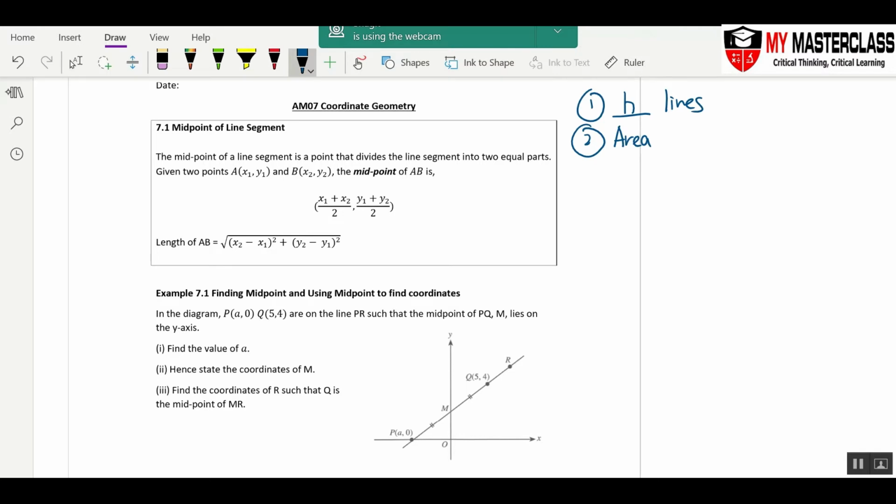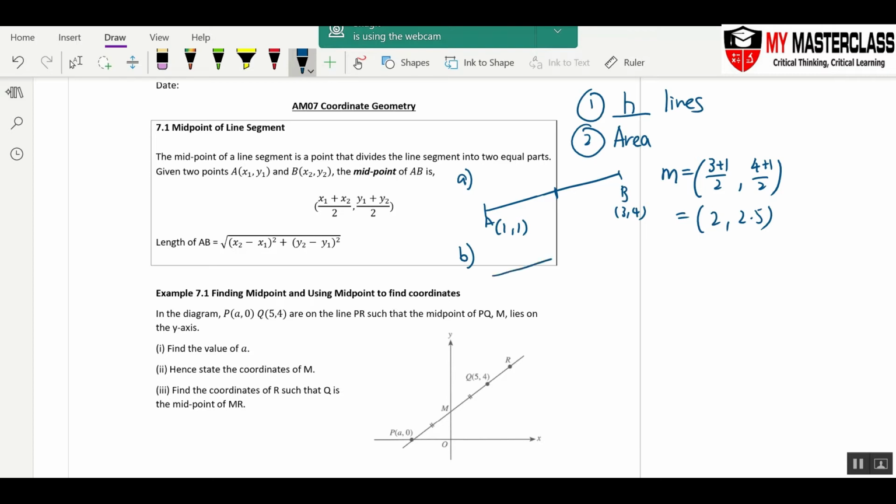Now, first, the midpoint of any two points is the average of the x coordinates and the average of the y coordinates. There are two ways to apply this. For example, if you have A and B here, if A is (1, 1) and B is (3, 4), then the midpoint is 3 plus 1 divided by 2, comma, 4 plus 1 divided by 2, and you will have (2, 2.5). This one is straightforward, no issue.